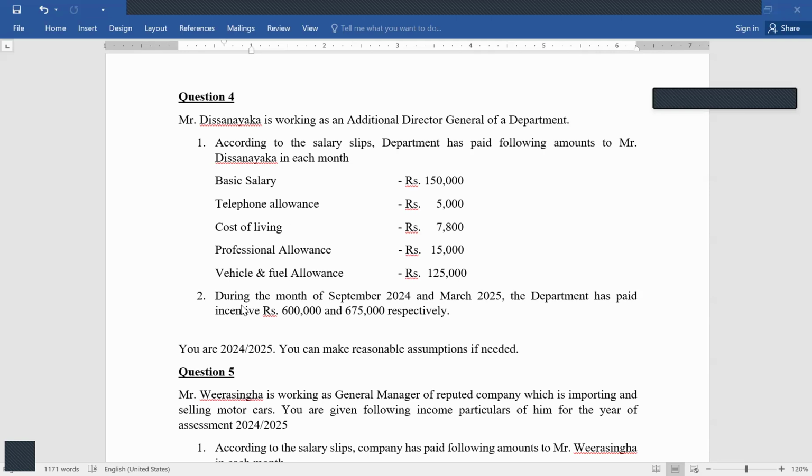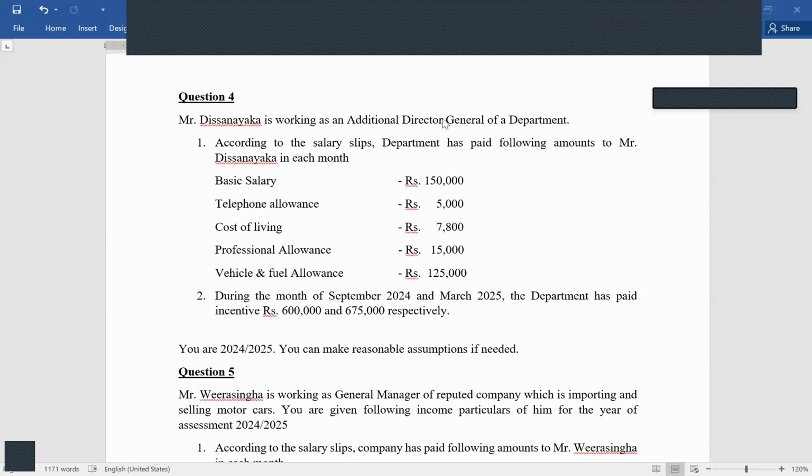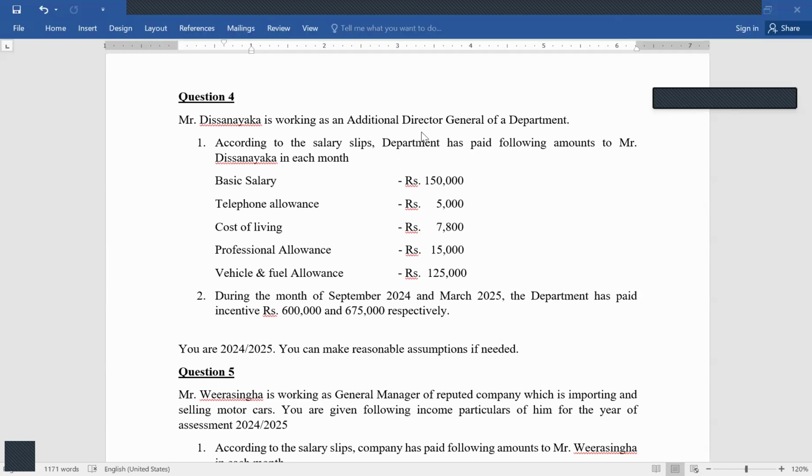So I wanted to tell you these concessions for employment under the government sector. So this is an additional director general. Additional director general means a higher position in the department. So additional director generals, director generals, commissioners, senior additional secretaries, like that. There are a lot of government servants.